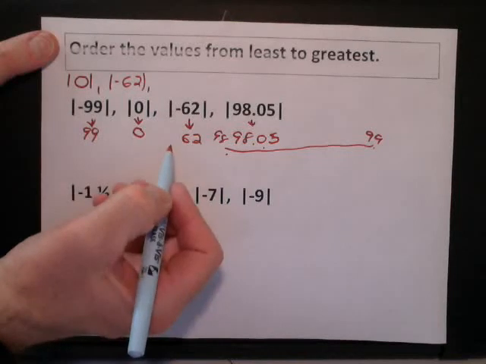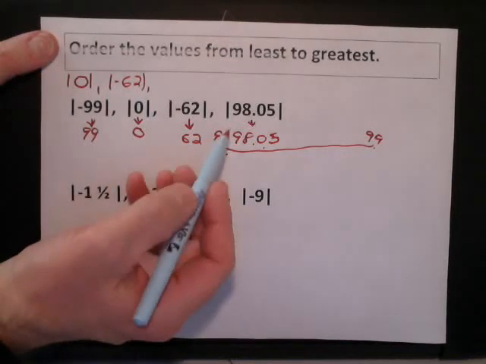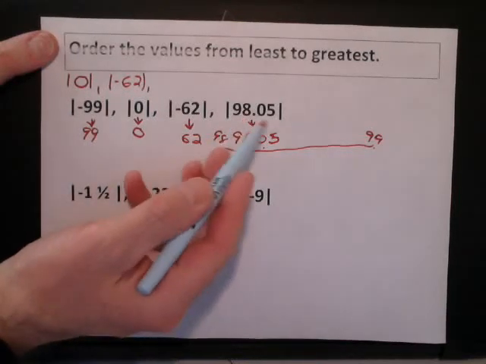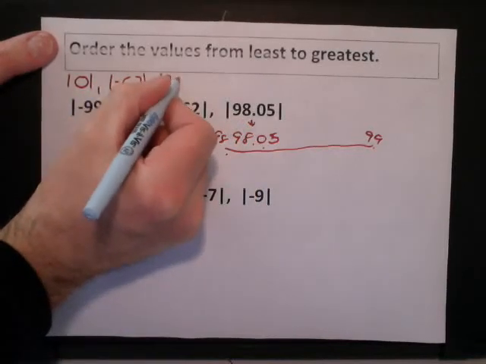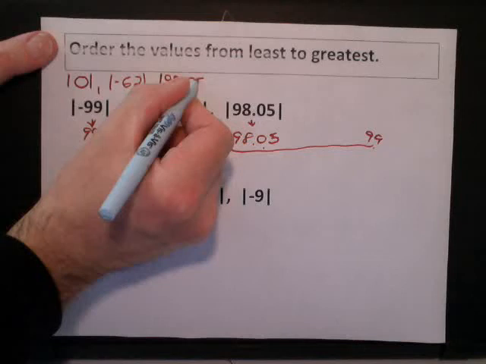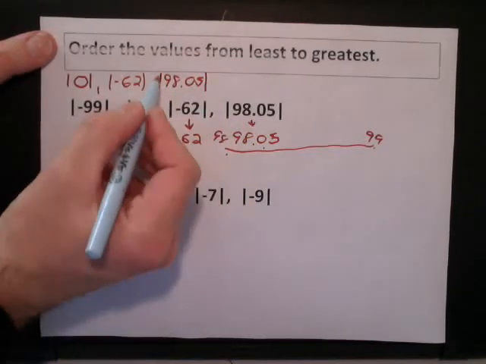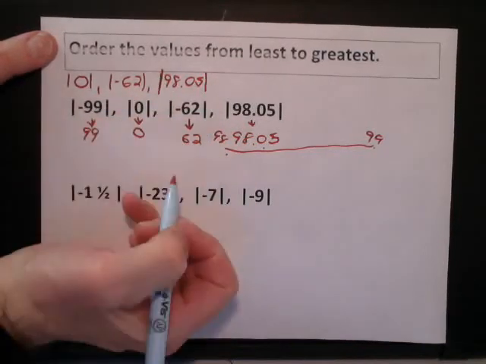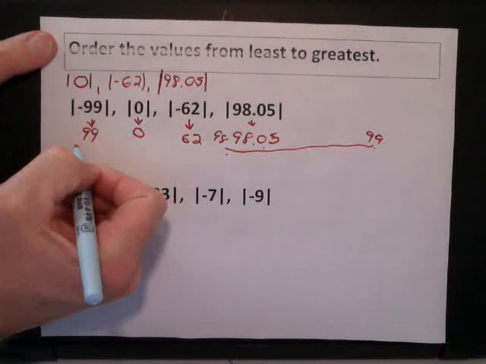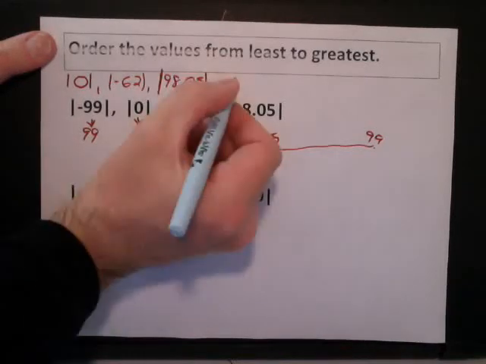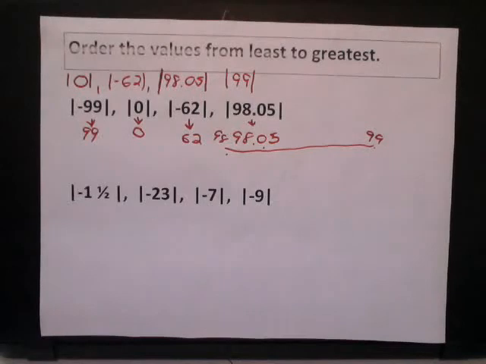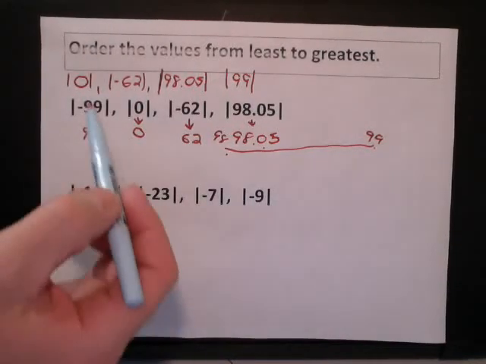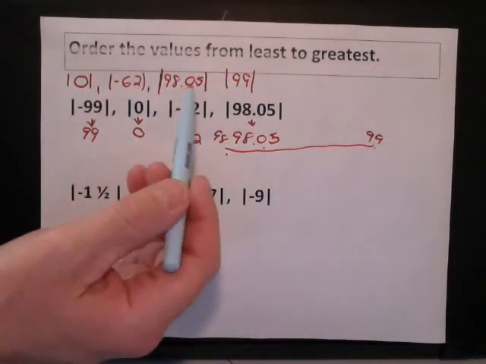And then we have the absolute value of 98 and 5/100, so we're going to write 98 and 5/100 absolute value. And then our greatest absolute value is the absolute value for negative 99. And so that's our ordering from least to greatest.